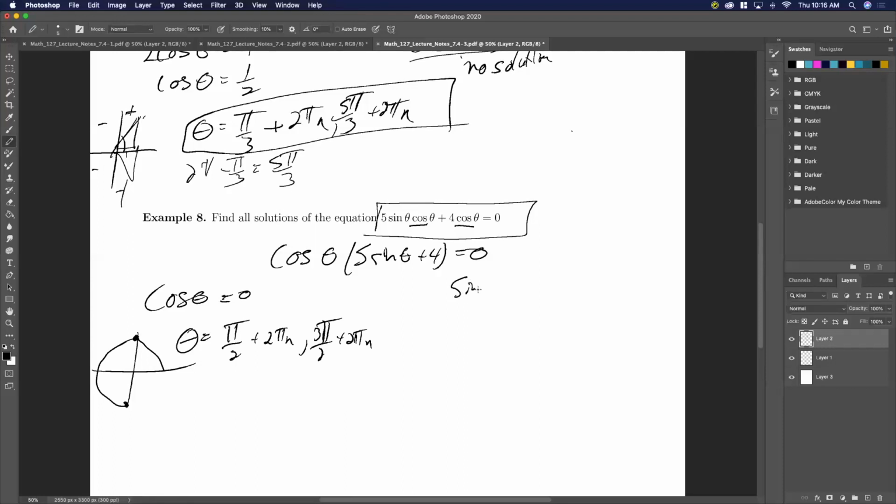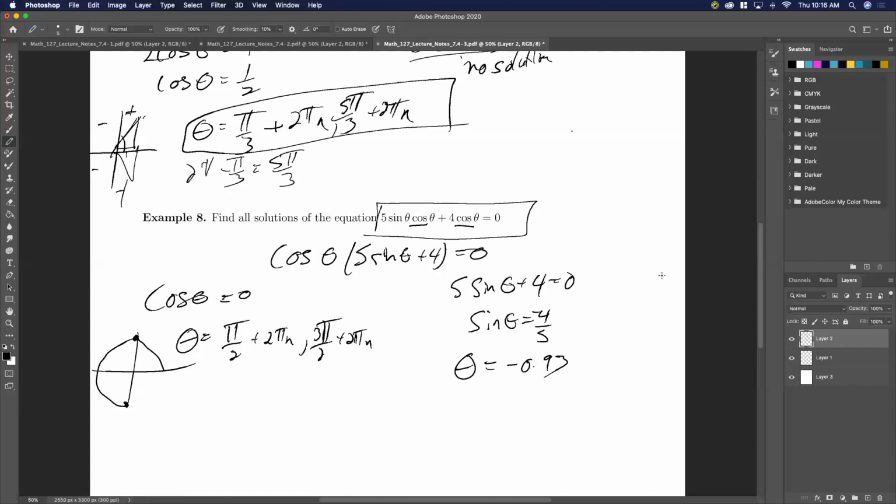So let's do the 5 sine theta plus 4 equal to 0. Move over the 4, divide by 5. I'll get sine of theta equals negative 4/5. All right, if I crunch that through a calculator, if I type in the arc sine of that, it'll give me theta is equal to minus 0.93.